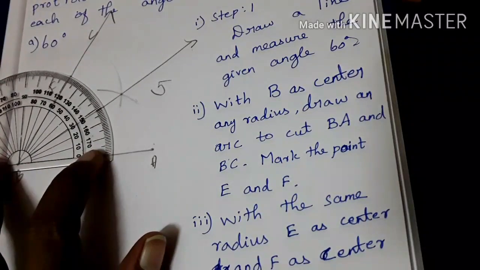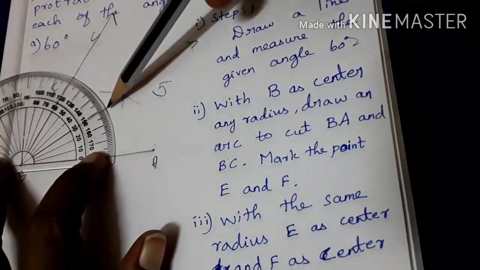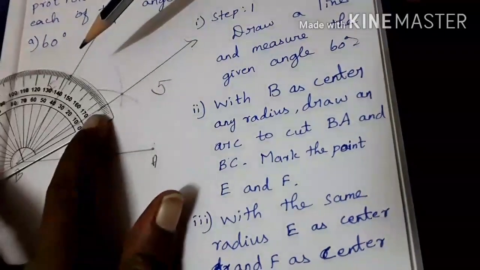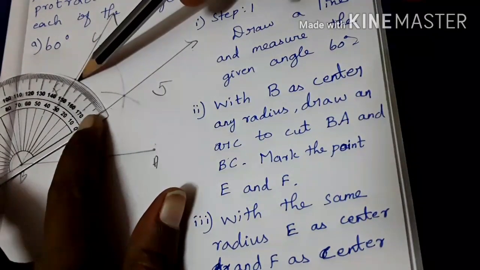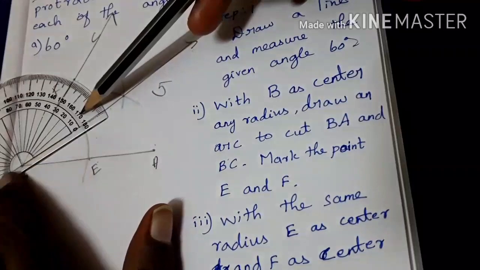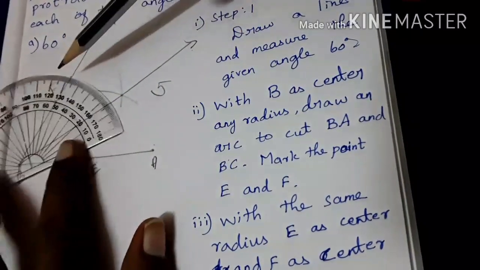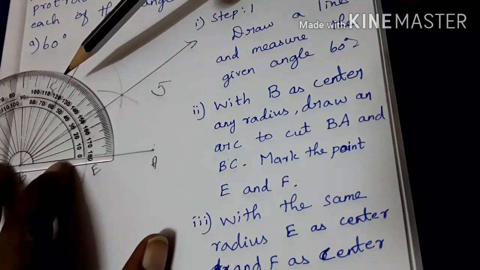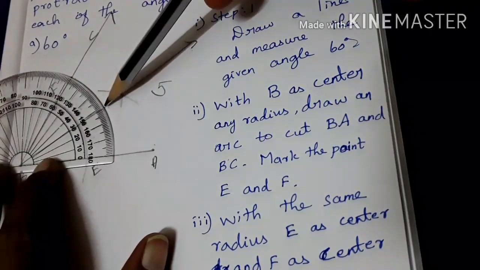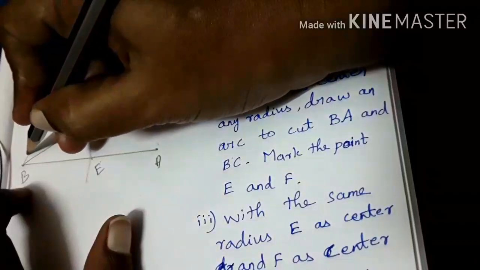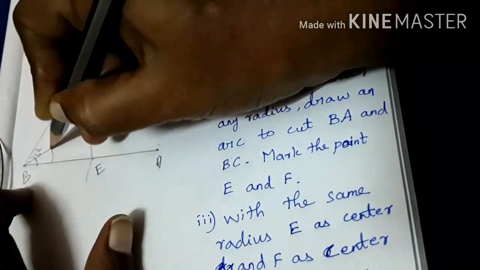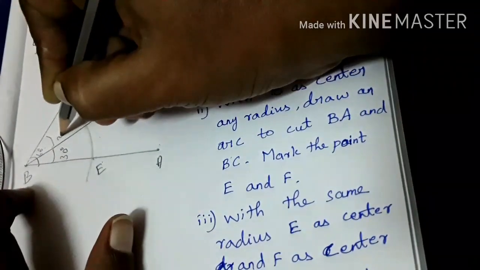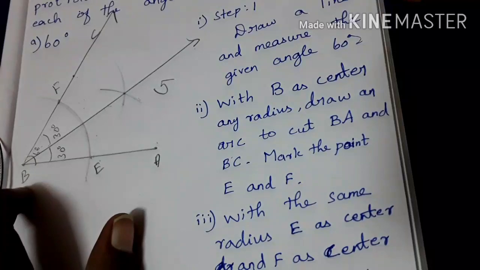Now you measure this angle. The 60 degrees is divided exactly into 30 degrees. Next, you keep the protractor here and check. It is also 30 degrees. See how I measure? Keep it like this and measure. This is also 30 degrees. So it divides the 60 degree angle equally: this is 30, this is 30.